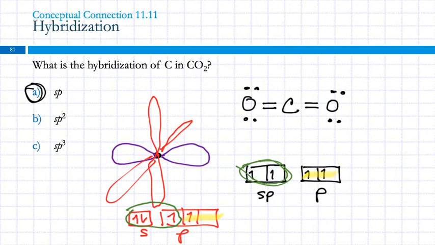So if I need 2 groups, I'm going to take the s orbital and 1 of the p's. If I need 3, the s and 2 of the p's. And if I need 4, the s and 3 p's. Because these are my orbitals, I have to start with the s, and then I'm going to pull in however many other ones I need.